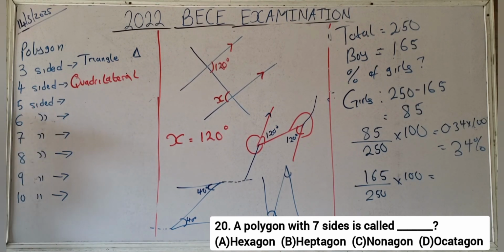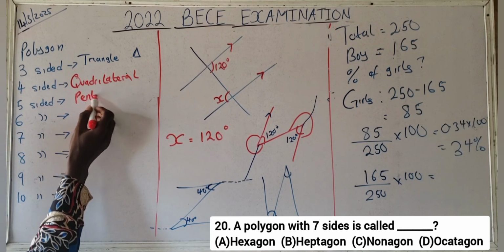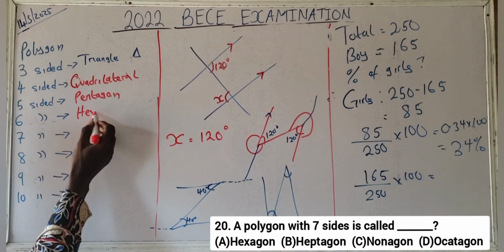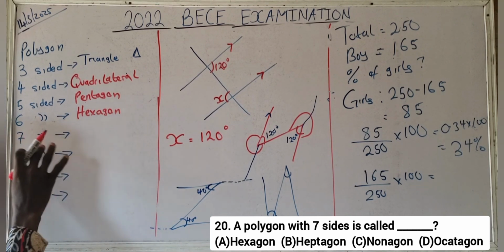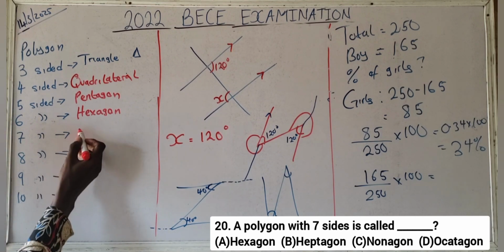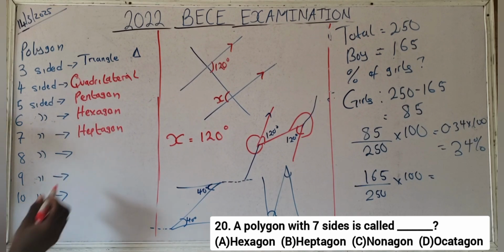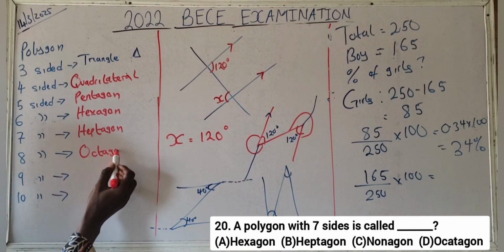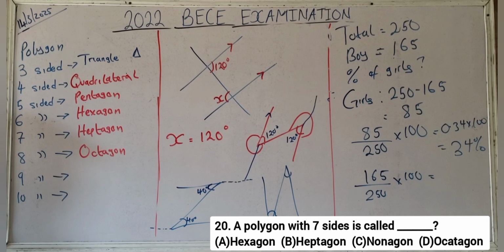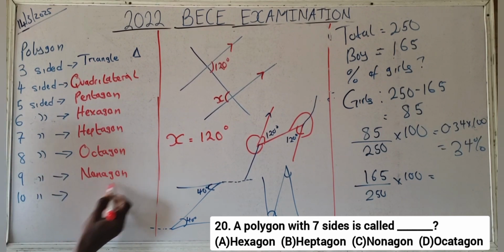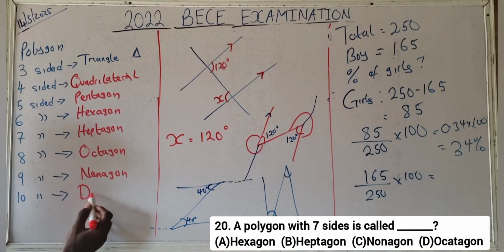Now we have 5-sided polygon. 5-sided polygons are known as pentagon. 6-sided polygon is known as hexagon. 7-sided polygon is known as heptagon. 8-sided polygon is known as octagon. 9-sided polygon is known as nonagon, and 10-sided polygon is known as decagon.